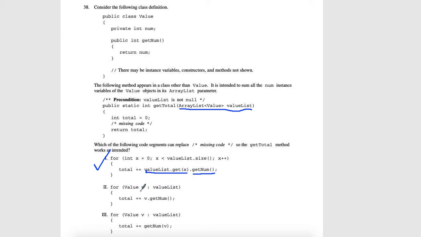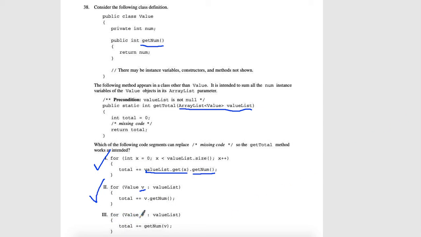So this is taking an object called v. An object v is a Value object, and it will take on the reference of each of the objects in valueList one at a time. And then for each of those objects, we're going to call the getNum method on that object. That seems completely fine, because v represents a Value object, and a Value object, as we can see up here, does have a getNum method, so it's totally fine to do that. I don't see any problem with this at all.